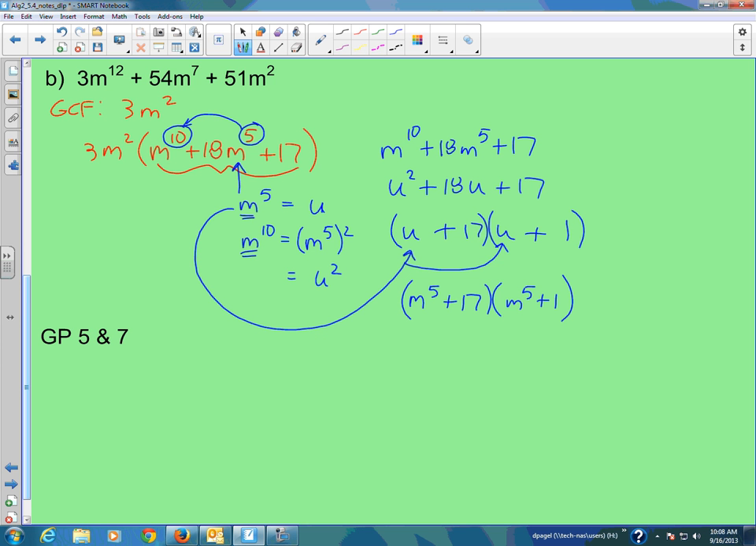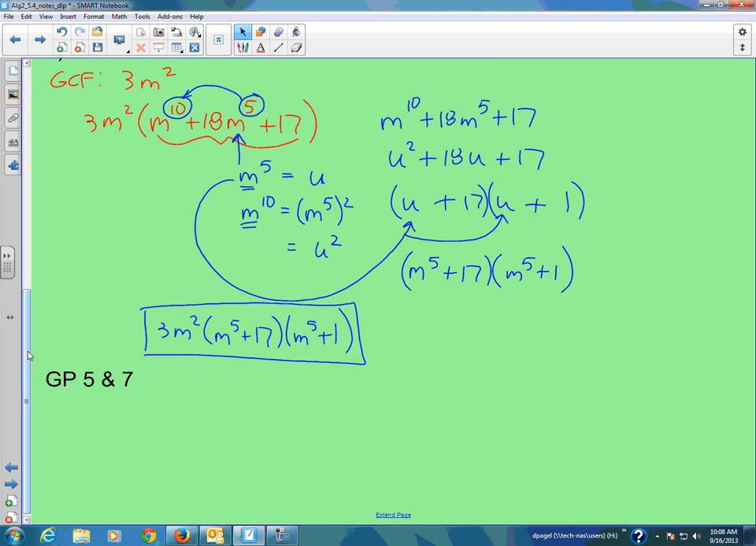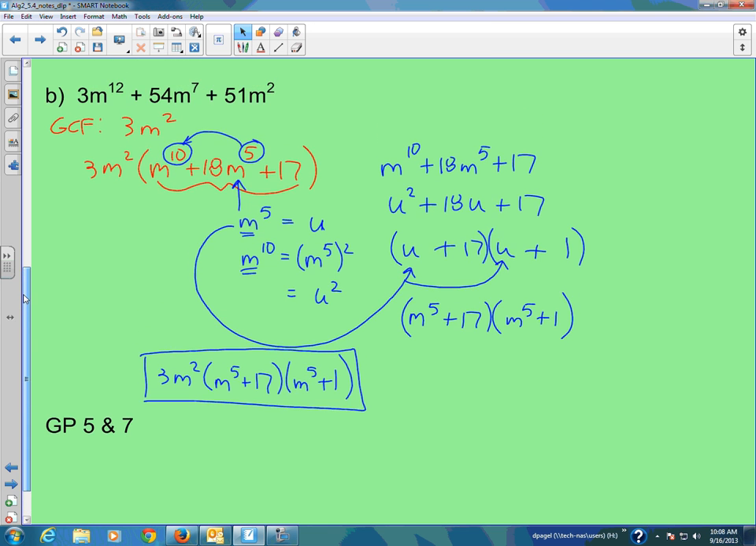And now finally we can go ahead and finalize our answer, including that GCF that just came out. Can't forget our 3m squared. So we have 3m squared that came out front, and then we factored and got m to the 5th plus 17, m to the 5th plus 1. And now you are factored. So that's using a substitution method.